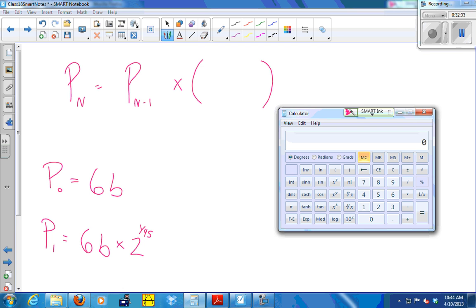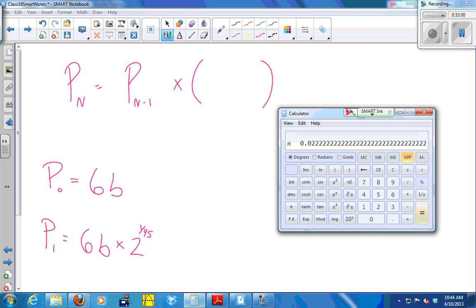We double every 45 years. In 1 year, we're certainly not going to double, right? We go part of the way towards doubling. So 1/45th of the way, actually, right? So we do 1 divided by 45, and I'm going to raise 2 to that value. That's how many times I double in 1 year.